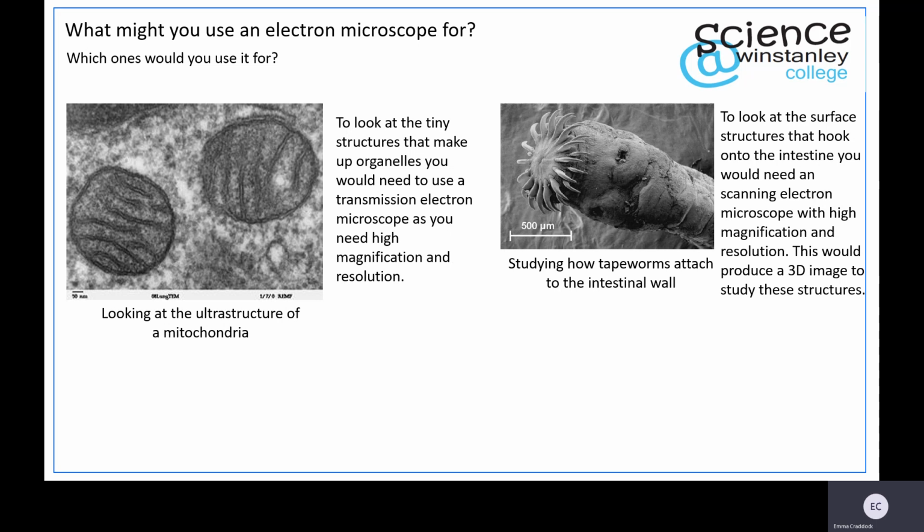To study how tapeworms attach to the intestinal wall, you want to look at the surface of a tapeworm. You want to look at the structures that hook onto the intestine, so you need a scanning electron microscope. Both because it's got a high magnification and resolution, but also you want a 3D image of the surface of the tapeworm to look at how it attaches to the intestinal wall.